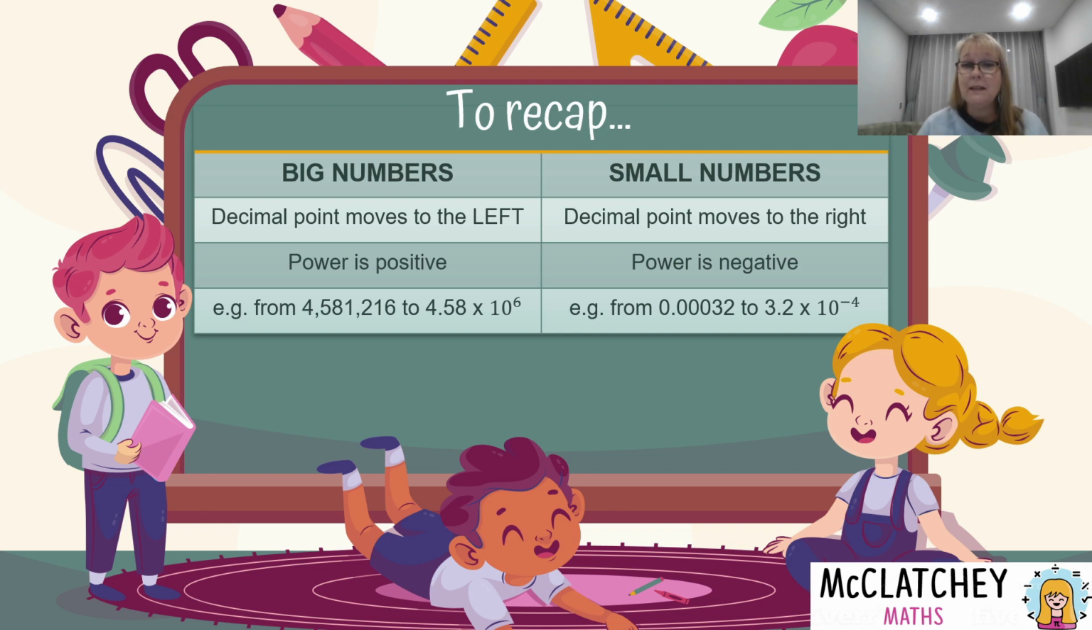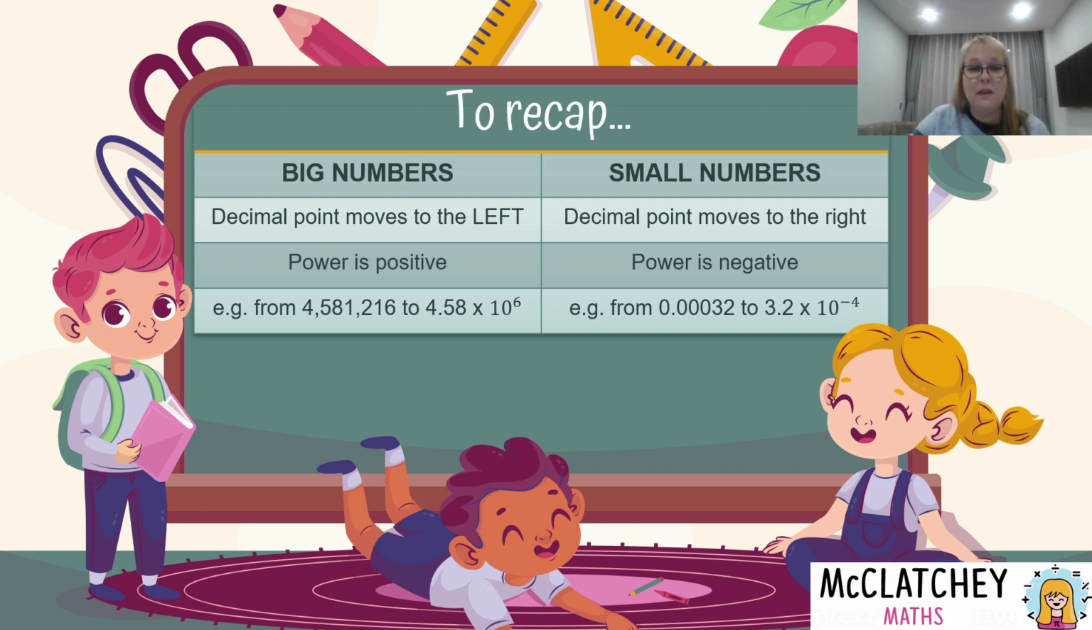So with really big numbers, our decimal point is moving to the left. With really small numbers, the decimal point goes in the opposite direction. With a big number, your power is positive, and with a small number, your power is going to be negative. A good way to remember this is to think of a number line. On a number line, all the positive numbers going into infinity make really big numbers, but our really small numbers are all our negative numbers. So that's a good way to remember it.